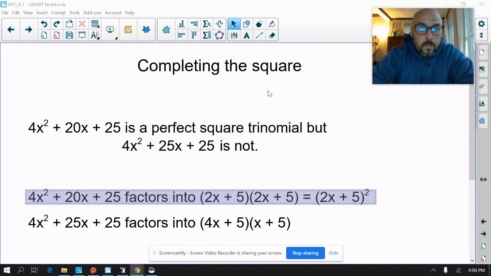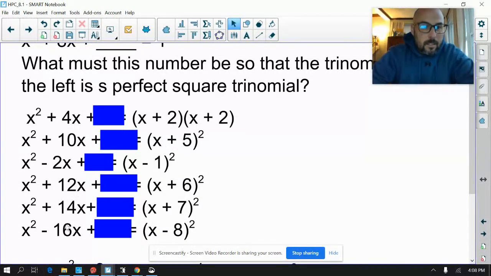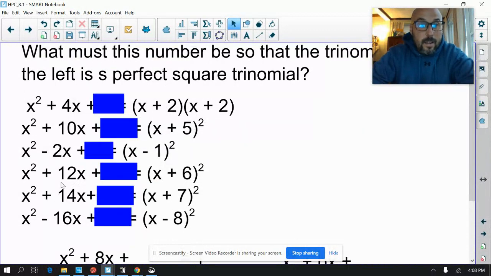So one of the things that we have to do is, we're given a trinomial, and you have to create something so that you get a perfect square trinomial. So for example, x squared plus 8x plus something equals 1. The equals 1 doesn't matter. But what does matter is, what could I put right here so that not only do I get a trinomial, but I get a perfect square trinomial? So what number could I put here so that I get a perfect square trinomial? And one of the best things to do in math is to look at a bunch of examples and see if you can kind of infer something. So I've got 6 perfect square trinomials listed. Let's see if we can find a pattern.